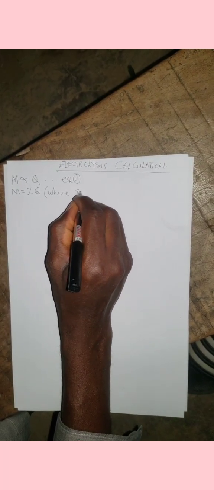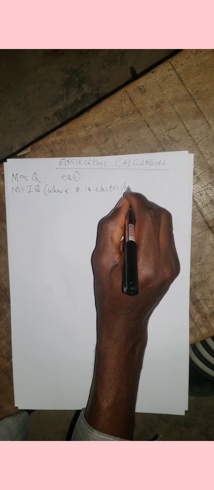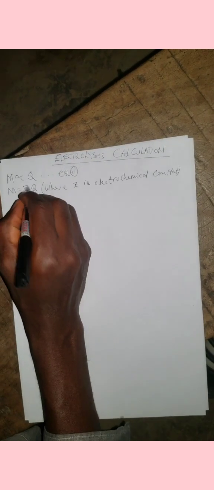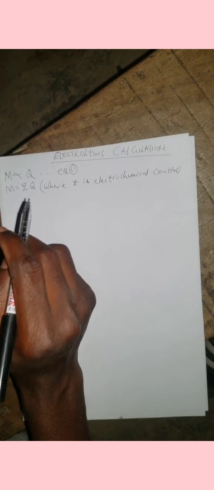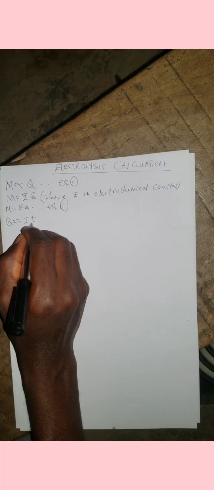Where Z is the electrochemical constant. So we now say Z is the electrochemical constant. Then we can say M is equal to ZQ, and we name that equation 2. Now, don't forget that Q is the quantity of electricity, which can be written as IT. Current times time is the Q.